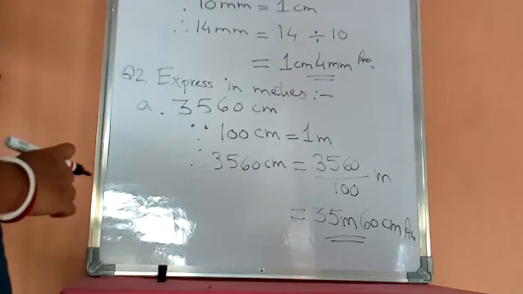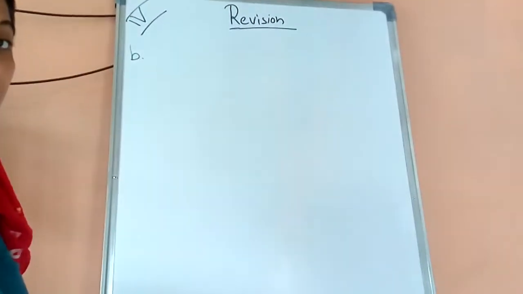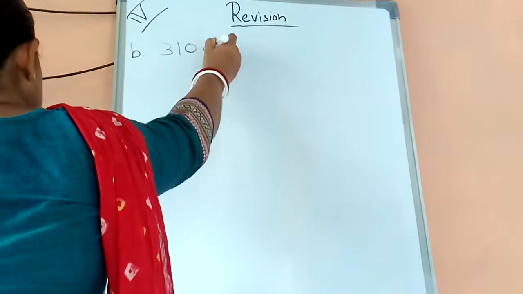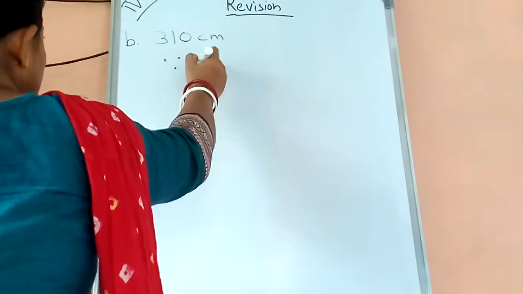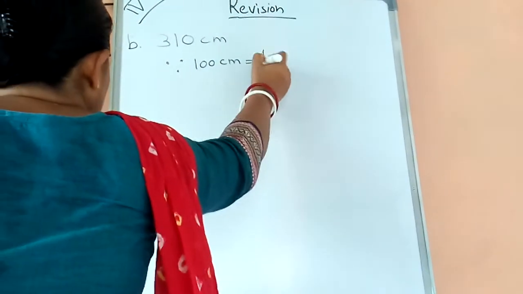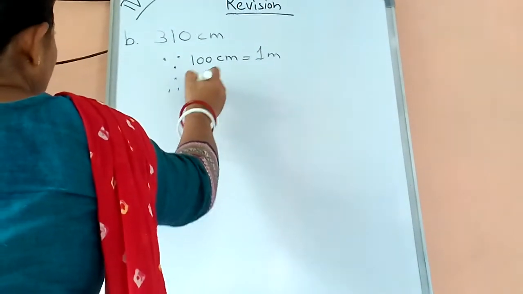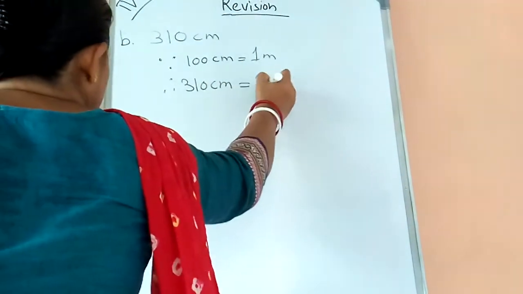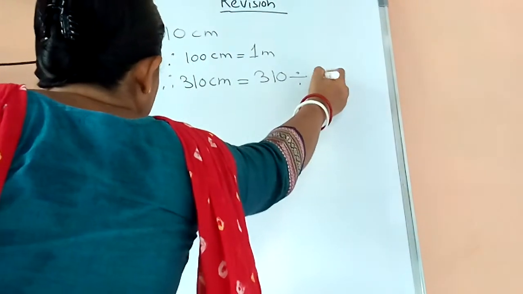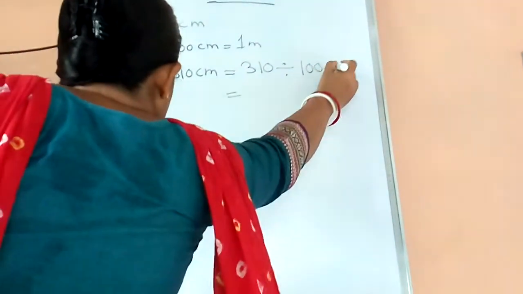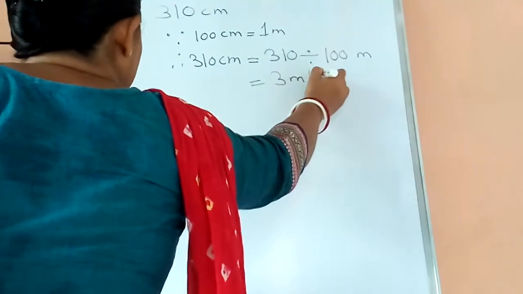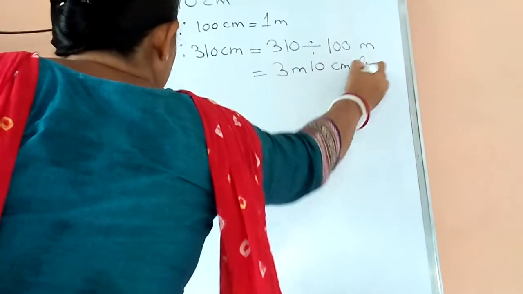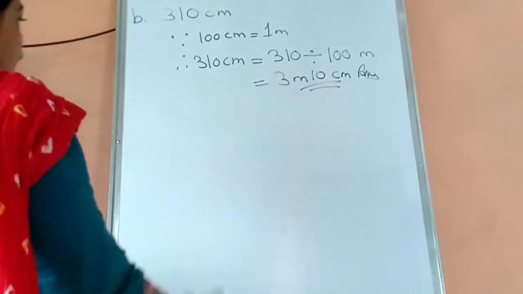Now let's do number B. Now come to question number B. It is 310 centimeter. You have to convert in meter. Same thing you will write, that since 100 centimeter is equal to 1 meter, therefore 310 centimeter is equal to 310 divided by 100 meter. So when you divide, you will get 3 meter and 10 centimeter. Okay, so this is the answer for number B.